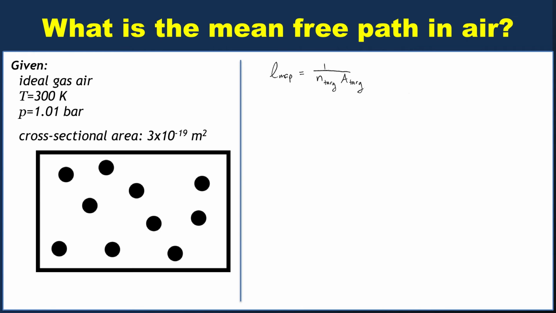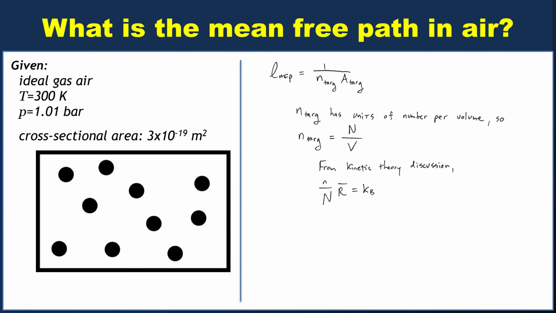So let's first focus on calculating the number density, and n_targ has units of number per volume, right? We want to know the number of targets per unit volume, so we can construct it from big N over big V. Well, you may have noticed in the kinetic theory discussion that actually we can come up with a new version of the ideal gas law that involves k_B. So little n, the number of moles, divided by big N, the number of particles, whatever that is, in some substance, times R bar equals the Boltzmann constant. And what that means is that you can rewrite the ideal gas law as P V equals N k T. That's nice because now we don't need to have two things with a symbol little n that mean different things. Okay, so now we have P V equals N k T.